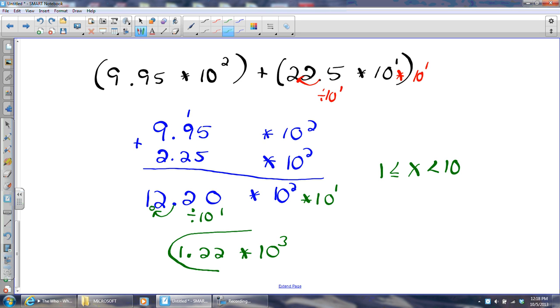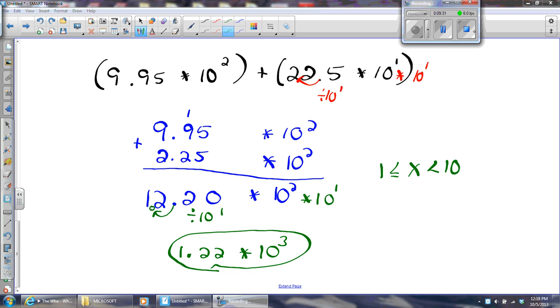So just be careful that when you add or subtract that your answer ends up in scientific notation, just like when you were multiplying. All right, I think that's it for adding and subtracting scientific notation.